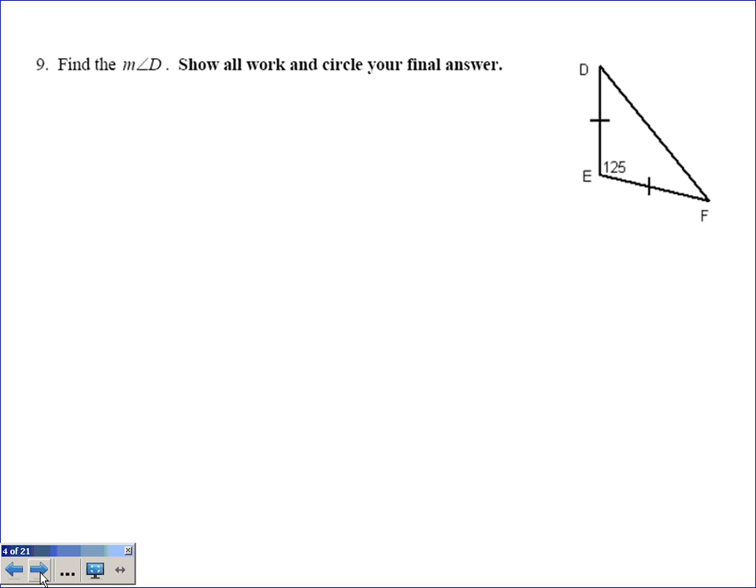Sam, number 9, please. What's on the paper is 2x plus 1.5. I'm sorry, read the problem for us. Find the angle D. The measure of angle D, yeah, that's what it says. Measure of angle D. Show all work and simplify final answer. Awesome. Sam, if these 2 sides are congruent, what type of triangle are we dealing with?